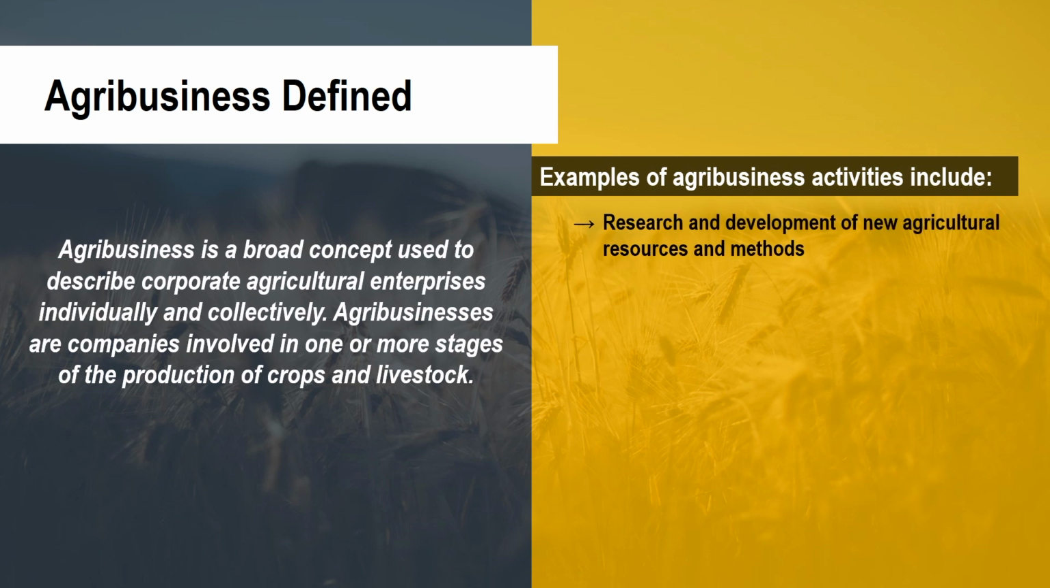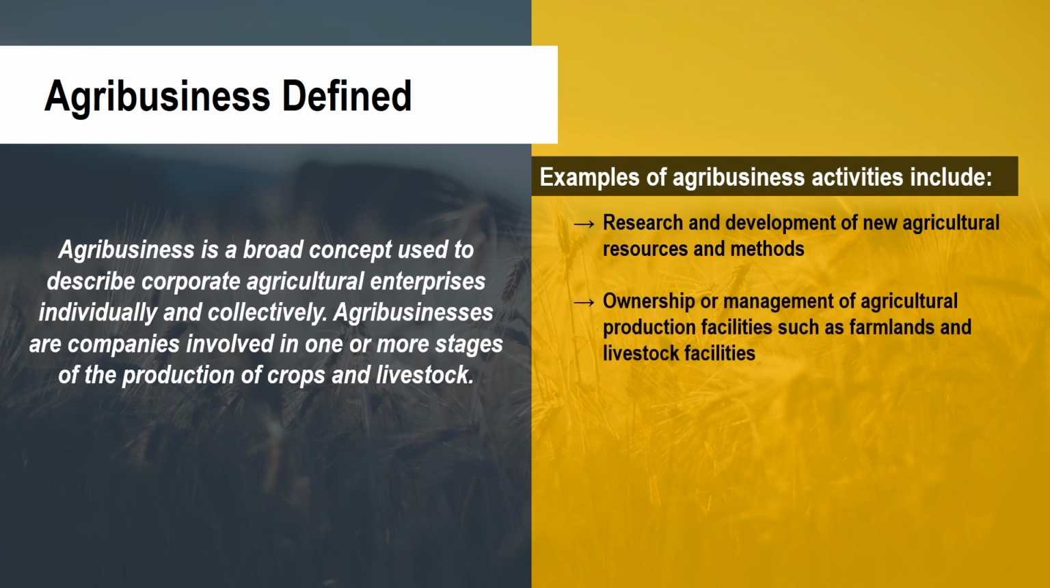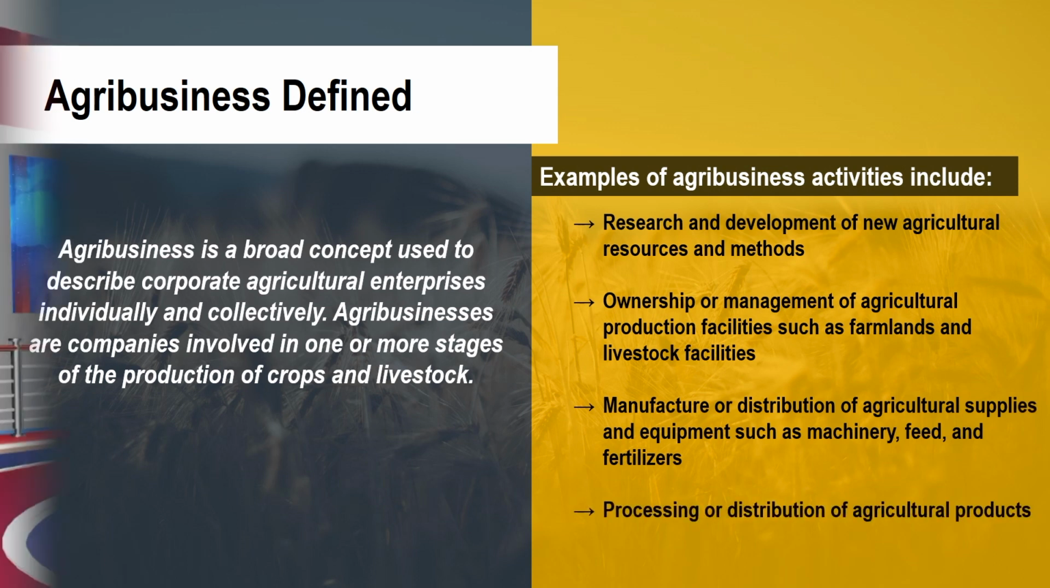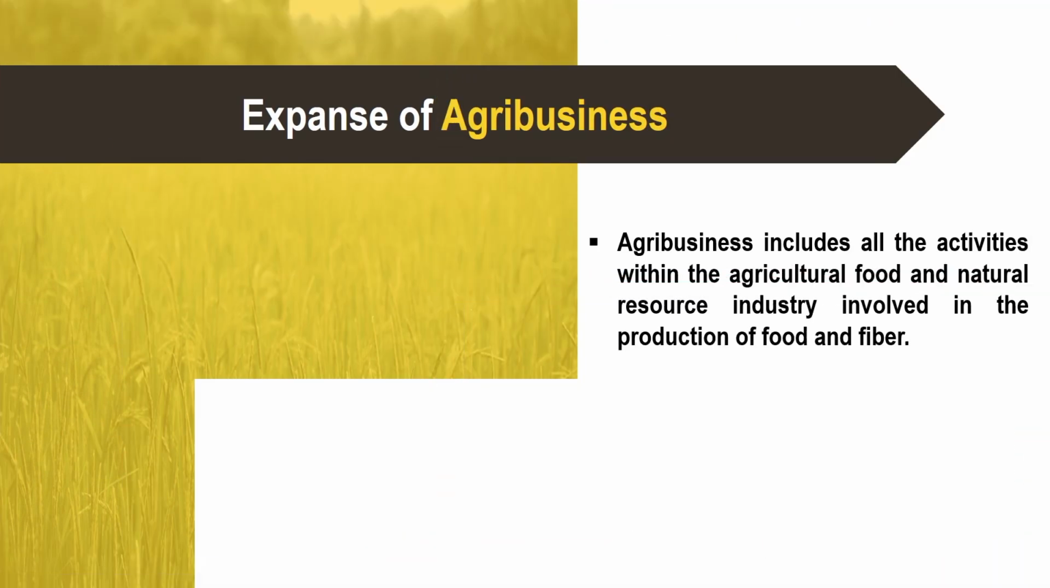Examples include R&D organizations, which research new agricultural resources and methods, or the ownership or management of agricultural production facilities such as farmlands and livestock facilities, or the manufacture or distribution of agricultural supplies and equipment such as machinery, feed and fertilizers, or processing or distribution of agricultural products. So, basically agri-business is a concept which takes care of all aspects of production, processing as well as research on agricultural products. The expanse of agri-business includes all activities within the agricultural, food and natural resource industry involved in the production of food and fiber.